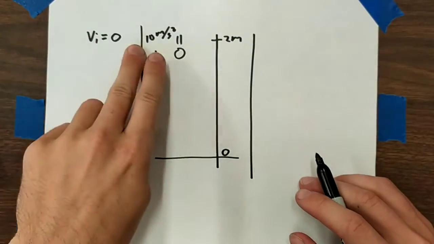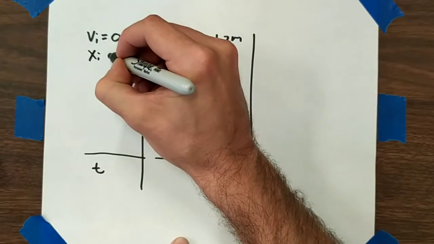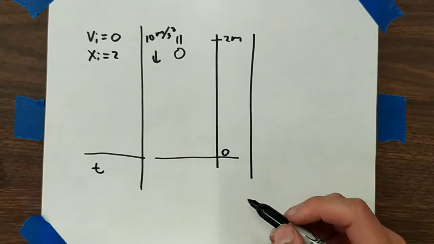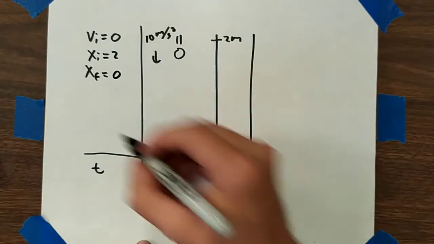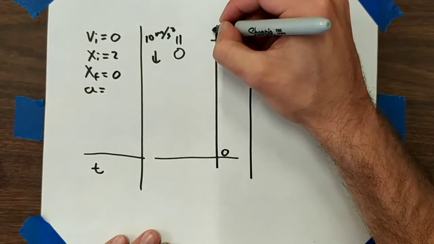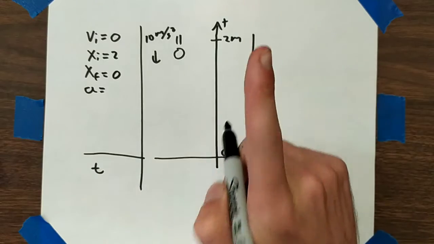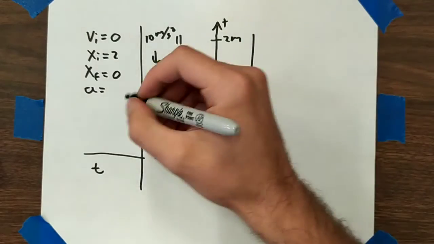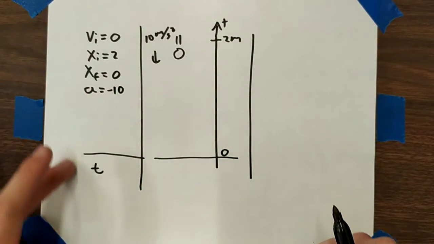Okay. So the initial velocity is 0. Our initial position is 2 meters because it starts at 2 meters in the air. So initial position equals 2 meters. Our final position is equal to 0. Our acceleration for anything that's in the air and unsupported is always 10 meters per second squared towards the ground. I'm going to call this my positive direction here. So anything moving that way or pointing that way is positive. Anything pointing that way is negative. So a is going to be negative 10 meters per second squared. And I think that's all that I know.